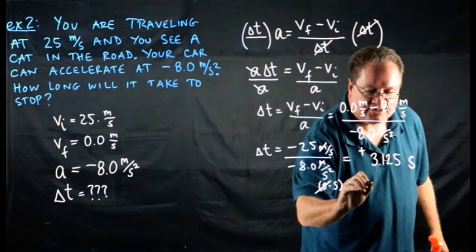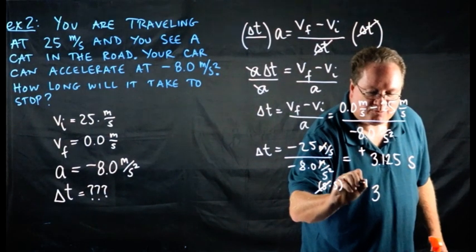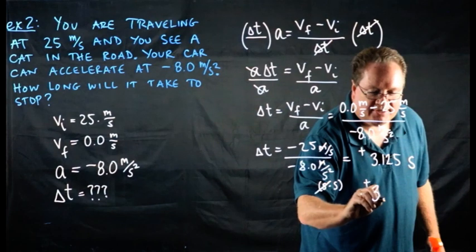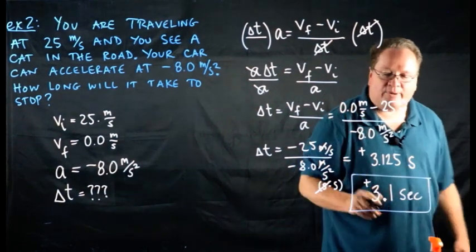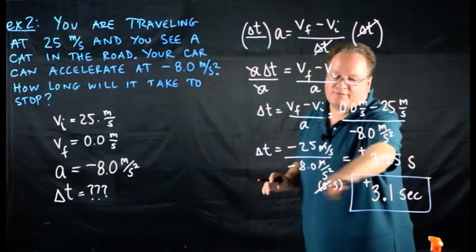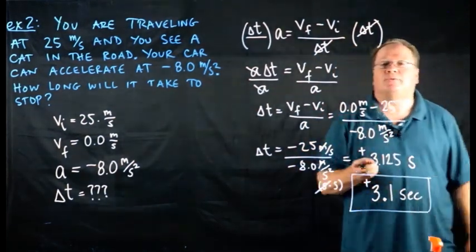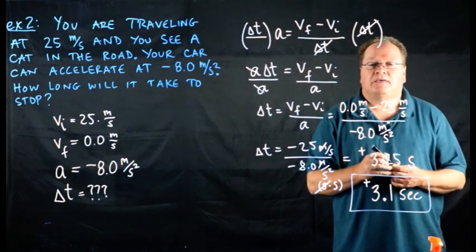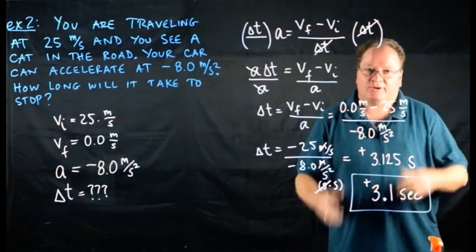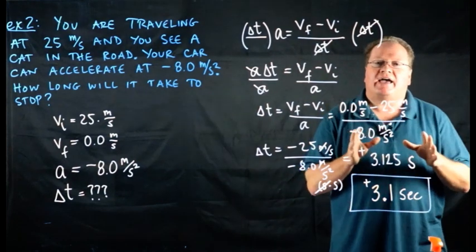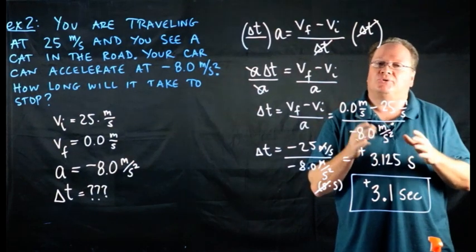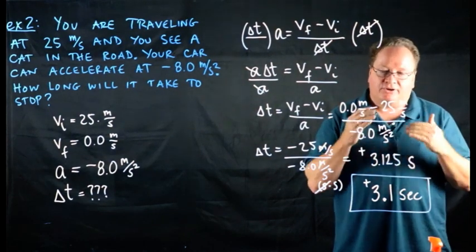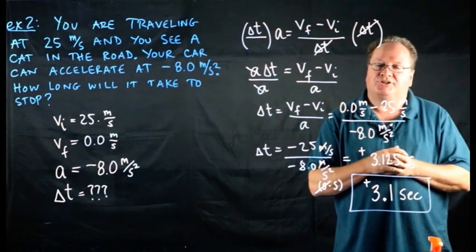My answer here is going to be, and you could say it's positive if you want to, but it's understood, 3.1 seconds. So basically, our time for stopping is going to be positive 3.1 seconds. All right. So that is it for this initial look at acceleration. We're going to see that acceleration really plays into a lot of the stuff that we do. So your ability to determine acceleration is going to be fairly important going forward.